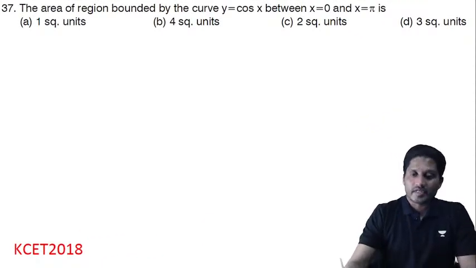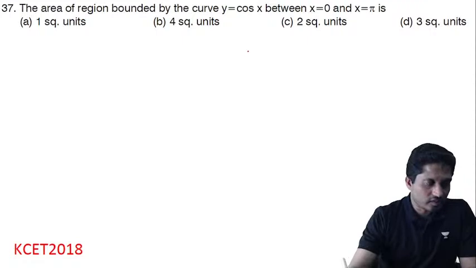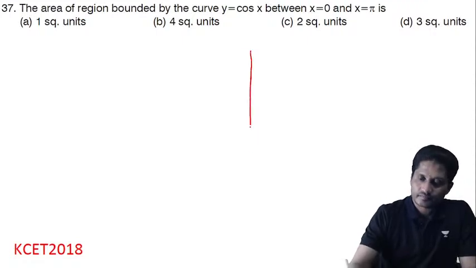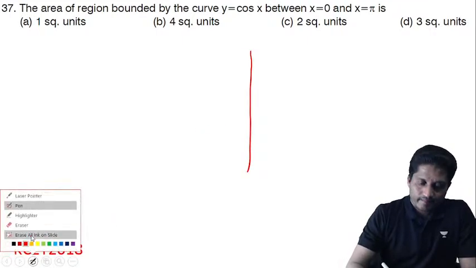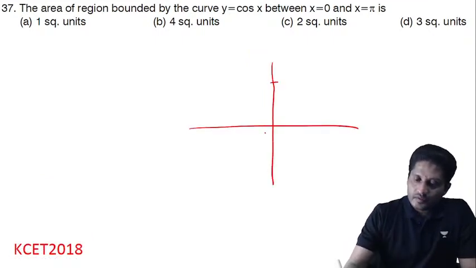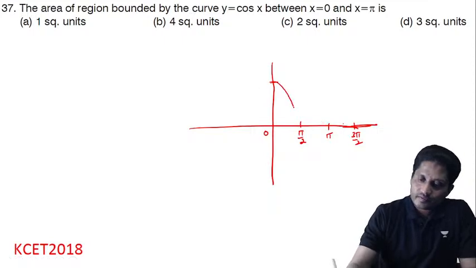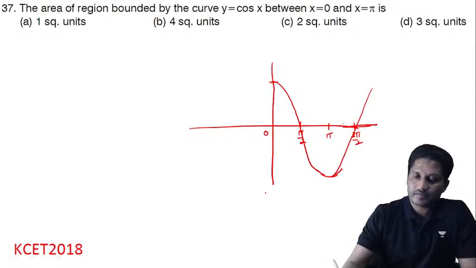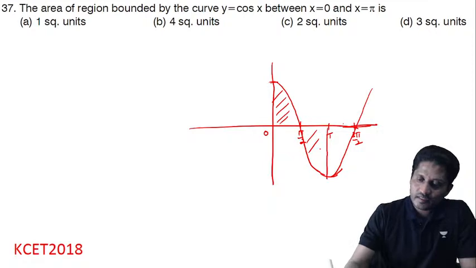Area between the region y equal to cos x. So this is the cos graph, right? This is 0, this is pi by 2, 3 pi by 2, and then this is pi. Cos 90 is 0, cos pi is minus 1. Then you get 3 pi by 2. Cos graph between 0 and pi means I find this area and this area.